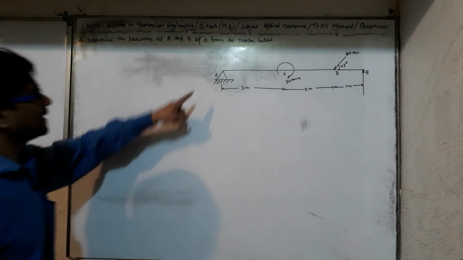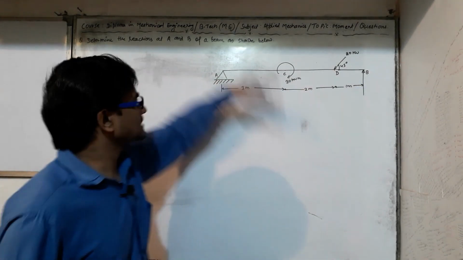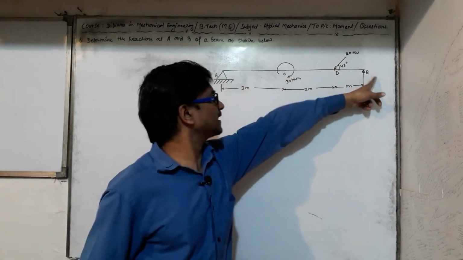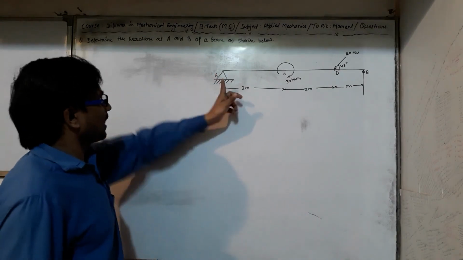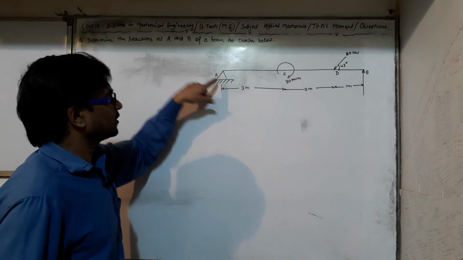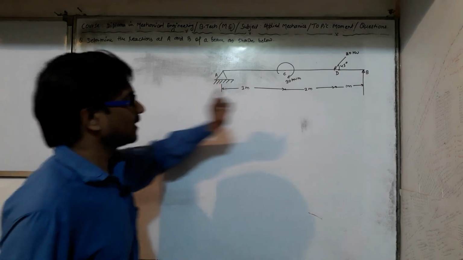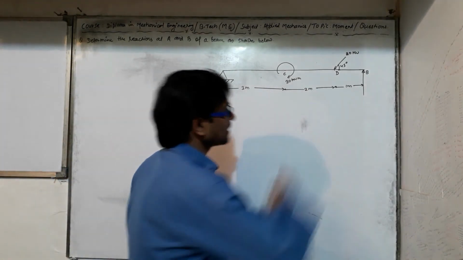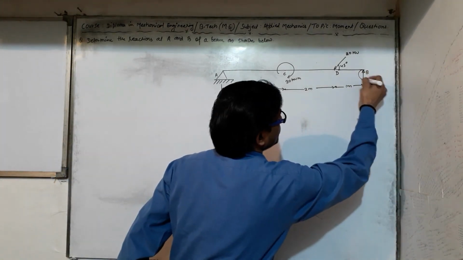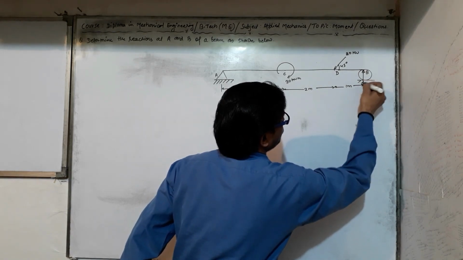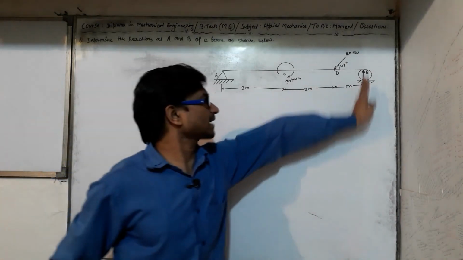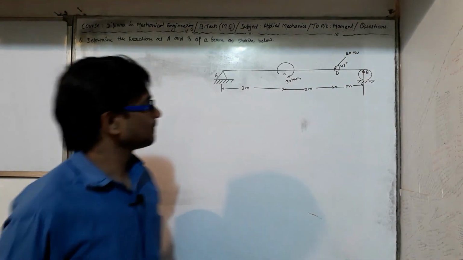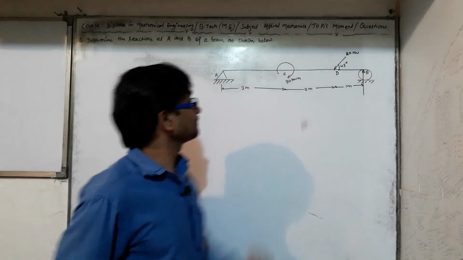Now the question says, here is a beam supported at these 2 points A and B. I think at point A a hinge support is there, and at point B it may be a roller support. As shown here, only one vertically acting force is given. It means a roller support is here.